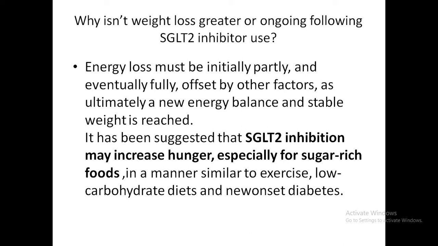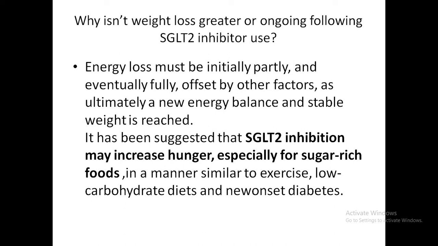Why isn't this weight loss greater, or why does it plateau when the SGLT2 inhibitors are used for a long time? It is assumed that energy loss must be initially partly and eventually fully offset by other factors, and a new energy balance and stable weight is reached, as in people who are following a low carbohydrate diet. There could be a compensated decrease in basal metabolic rate and increased conservation of energy.